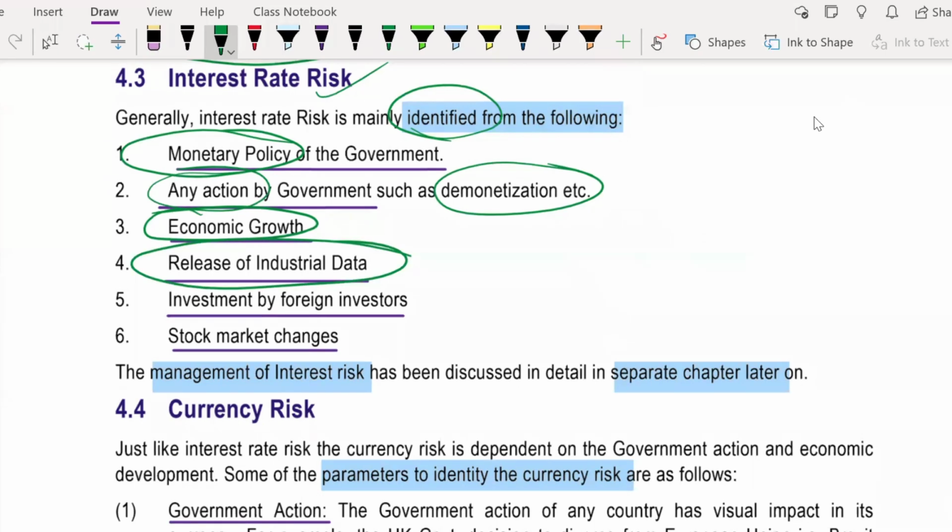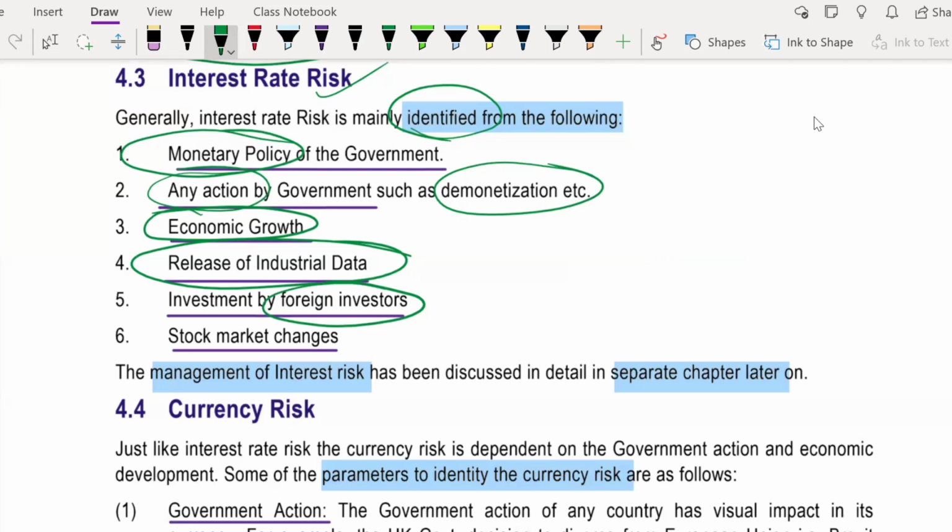Next is the release of industrial data. In your industry itself, there might be different companies operating in other countries. There you can see what kind of interest rate they are going with, and how the lending and borrowing rates are. Then investment by foreign investors. If a foreign investor is coming for investment, what compliances do they have to meet? A foreign person might give you a much higher interest rate than you're getting locally, but check what compliances they have.